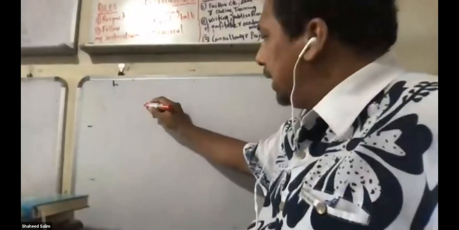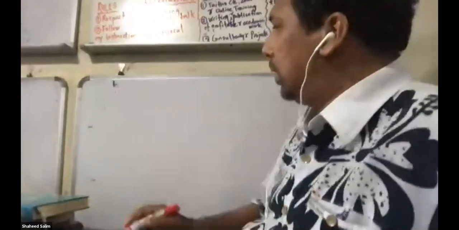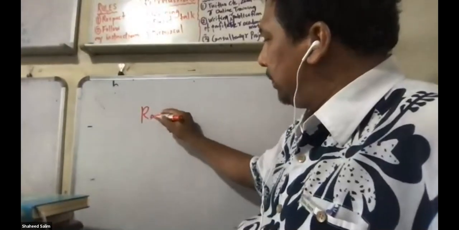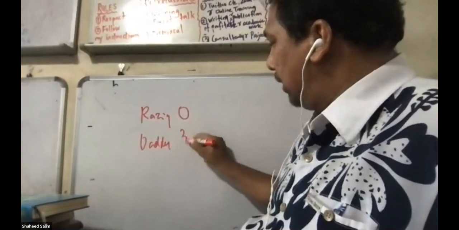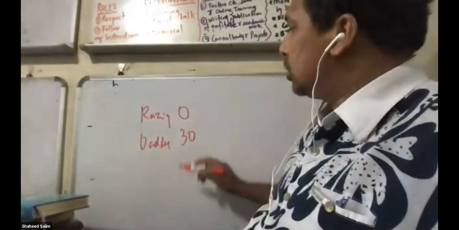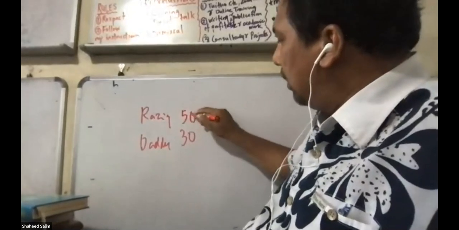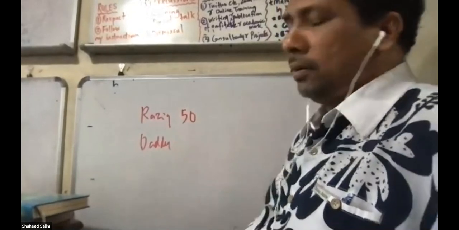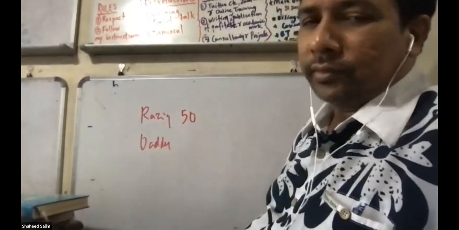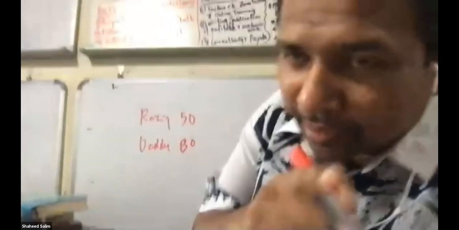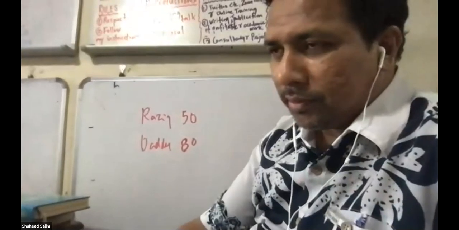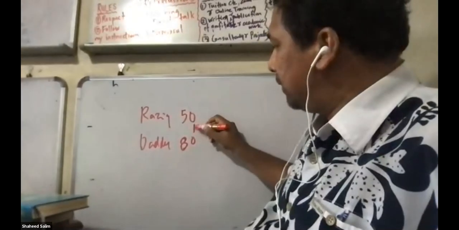Okay, so now let's imagine you're 50 years old. This is Raziq. When Raziq is 0, Daddy is 30. The difference is 30 years old. So when Raziq is 50 years old, imagine your dad is still around. How old is your dad? 80. Good. So notice what doesn't change. The difference in age doesn't change.